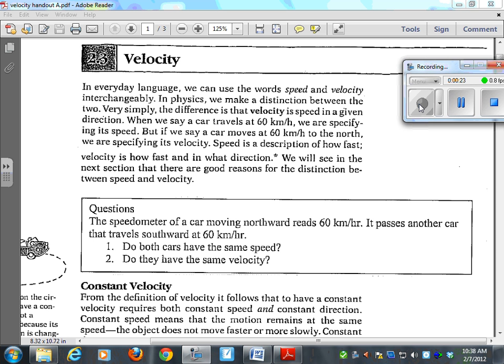Okay, so what about constant velocity? From the definition of velocity, it follows that to have a constant velocity requires both constant speed and constant direction. Constant speed means that the motion remains at the same speed. The object does not move faster or more slowly. Constant direction means the motion is a straight line. The object's path does not curve at all. Motion at constant velocity is motion in a straight line at constant speed.